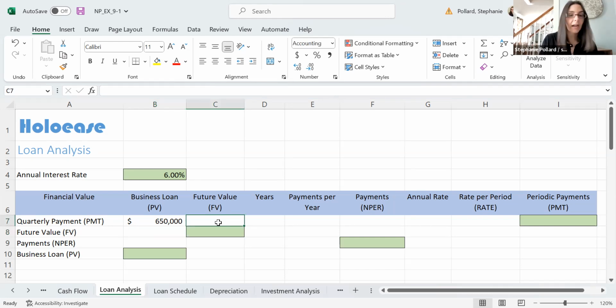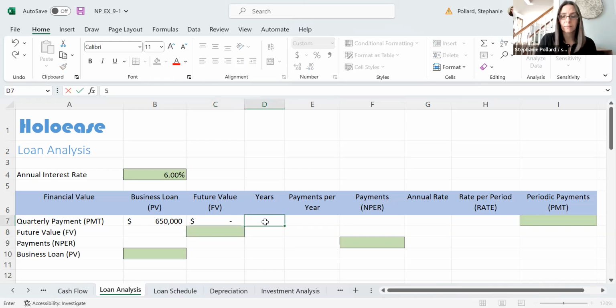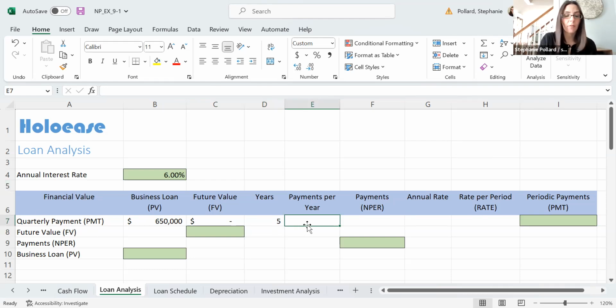All right, let's see. We would like our future value to be 0, right? At the end of the time period, we would like to owe no more money. We're going to pay off our loan. That's our goal. Our company is going to try to do this within 5 years. Again, we're going to do this quarterly. So we would make 4 payments per year.